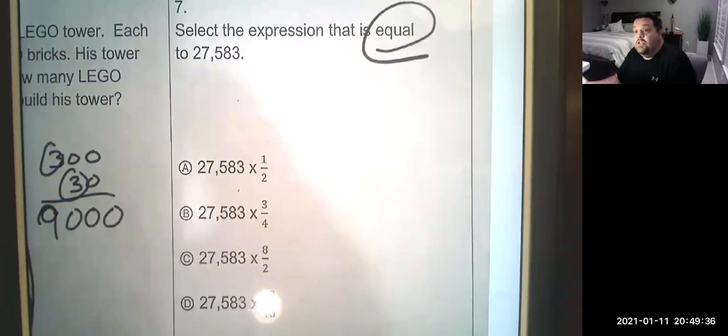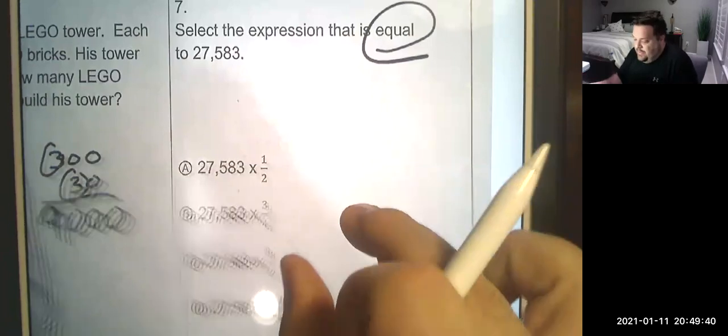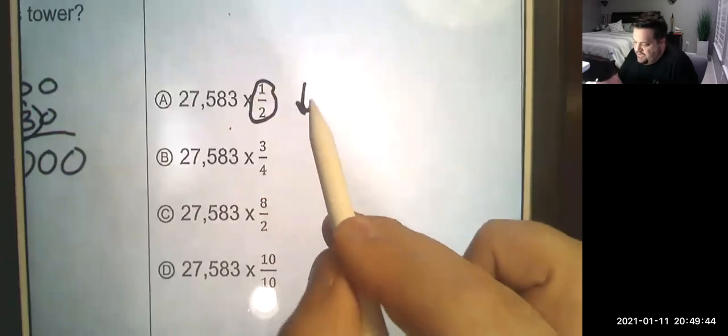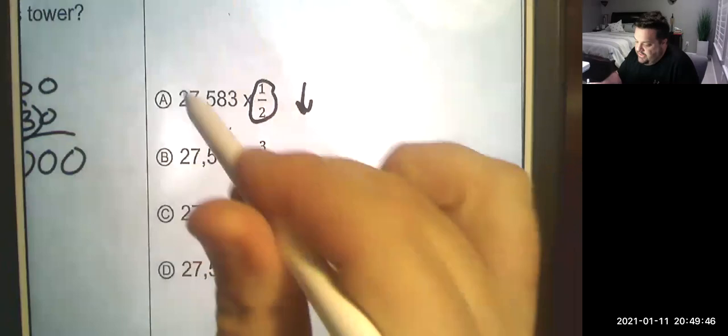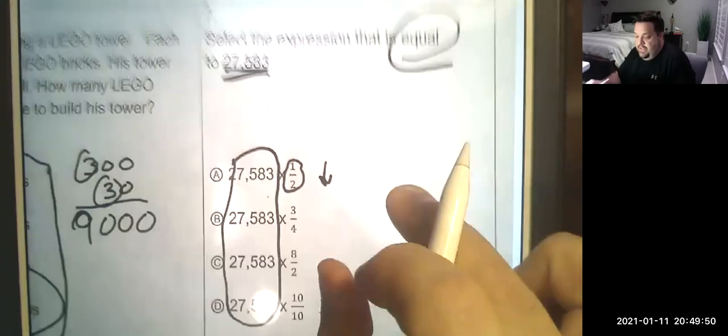If you don't read the words first, you have no clue what to do. Equal. So it's got to be equal. Well, if you know the rule, 1/2 is going to make this smaller. And they give you the expression, and it's the same number here for all the choices. Always check that first. They give you the answer up here. Check and make sure it's equal.